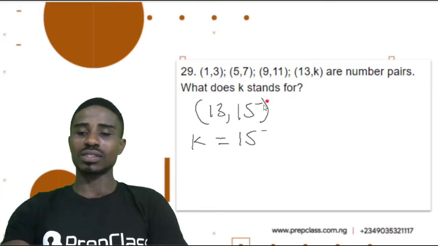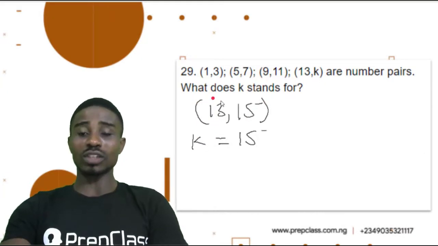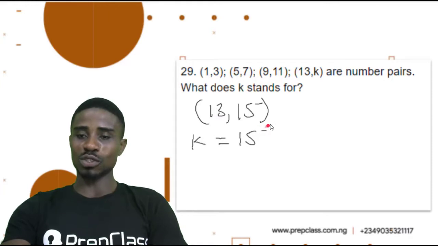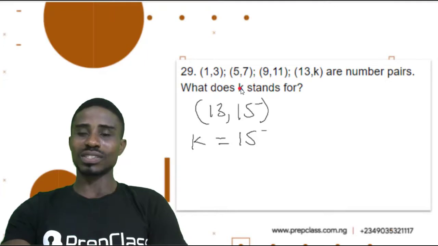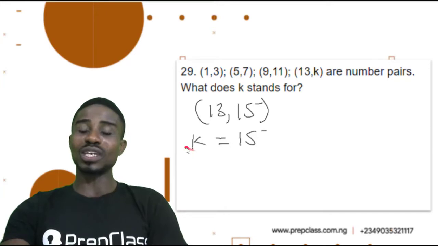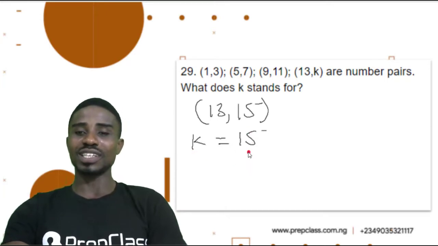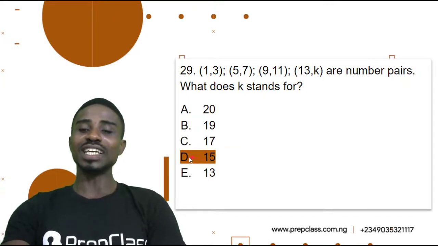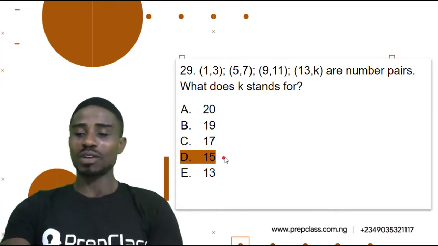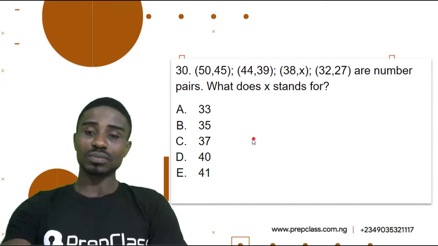Let's look at how to go about it. So what does k stand for? It will be 15. K will be equal to 15 because 15 minus 13 will give us 2, just following this same sequence. So k is equal to 15. Let's check out the correct answer. So option D, 15, is our correct answer. Okay, very correct. Let's move on to the next one.